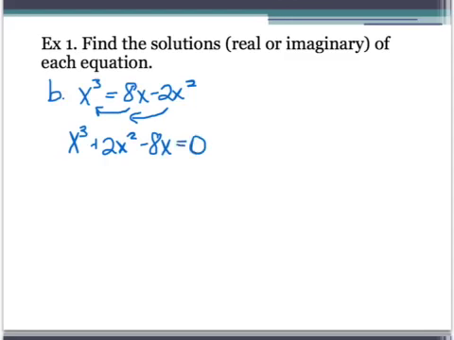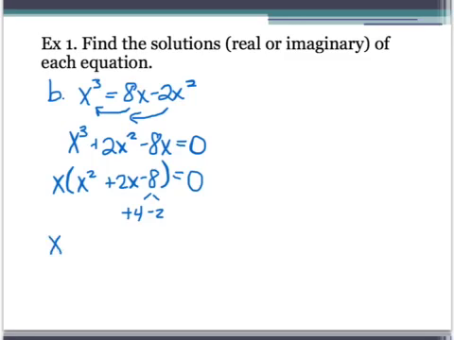Okay, then I look to factor. I can factor out an x from each of these. So I'm left with x squared plus 2x minus 8. And negative 8 factors into 4 and 2. I want a positive 2 as a result, so that's going to be negative 2 times a positive 4 will give me a negative 8. And when I add 4 plus negative 2, I get a positive 2x. So that's just going to be x times the quantity x plus 4, times the quantity x minus 2, all equal to 0. Now I have it in factored form.